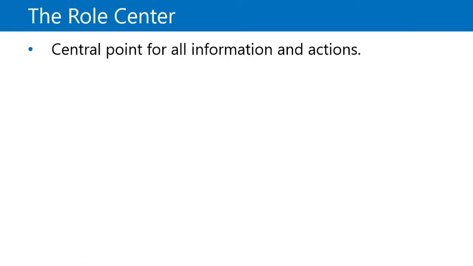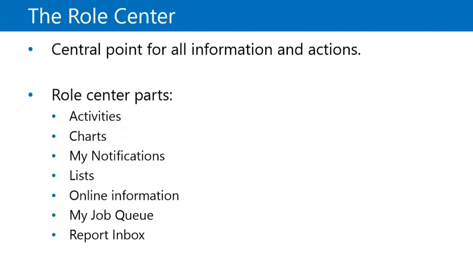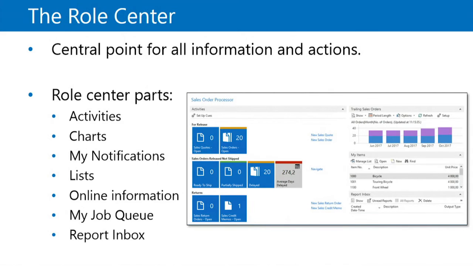Now let's have a look at the main features and then also at the role center that we can use in the web client and in the Windows client. So like I just said, the role center is a central point for all information and actions based on your job role. It's like a personal homepage that you can set up in NAV. And there are many different parts that we can use. So there's the activities part, we have charts, there's my notifications, lists, and so on.